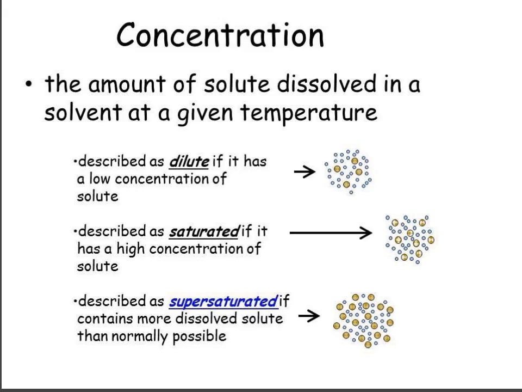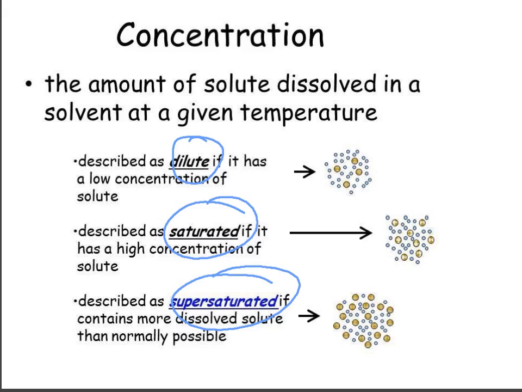Okay, so we have solution, we have solute, and we have solvent. Concentration, on the other hand, refers to the amount of solute dissolved in a solvent at a given temperature. In terms of concentration, solutions are classified into three: a dilute type, a saturated type, and a supersaturated type.